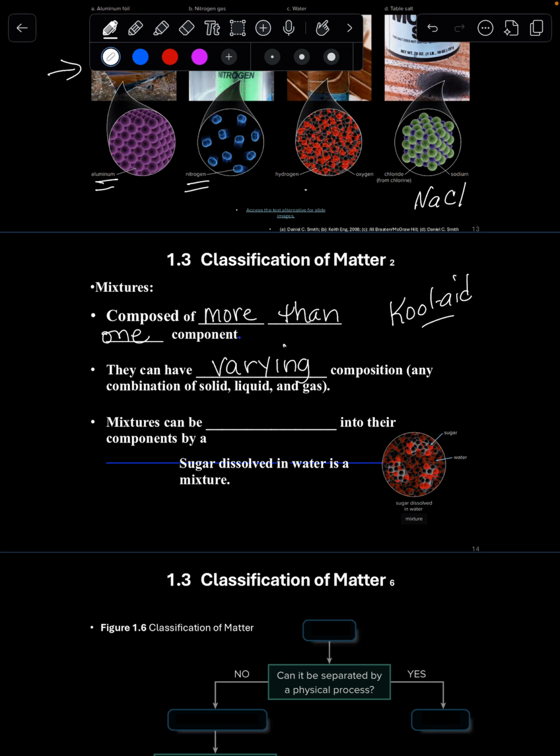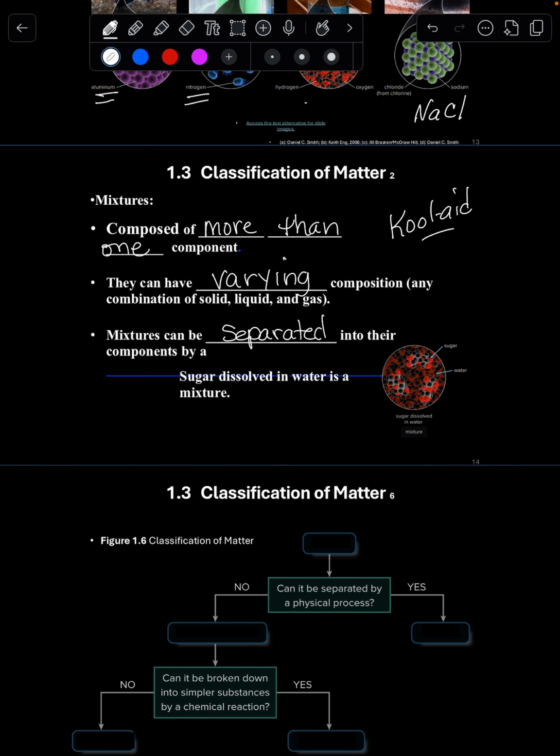Mixtures can be separated into their components by a physical process. So a physical process like evaporation is a common way that mixtures are separated. The picture that it's showing you here is sugar that's been dissolved in water, and we can simply evaporate the water and the sugar will be left behind in the bottom of the cup. All right, so that's a brief overview of matter.